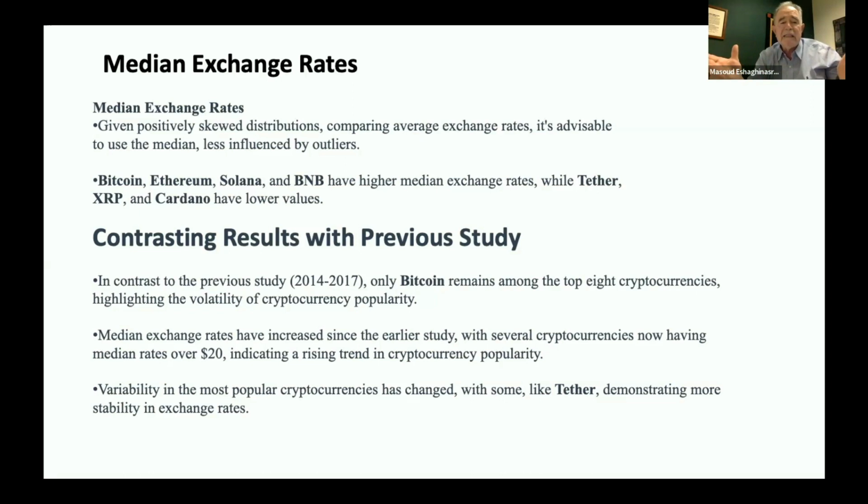Now, by this result, if you go back and check the previous study, you find different results. For example, you find Bitcoin is the top of the 8 cryptocurrencies, and you can see what happened to the median exchange. You can find that Bitcoin is the most popular, and how much it changed compared with Tether. You can find any result you want and check it.